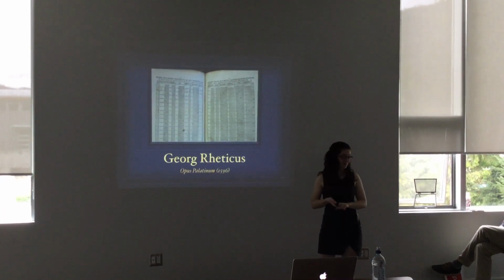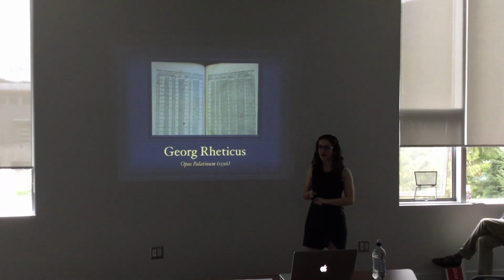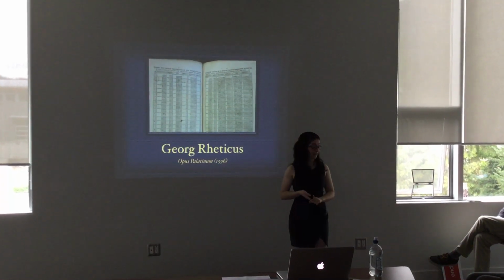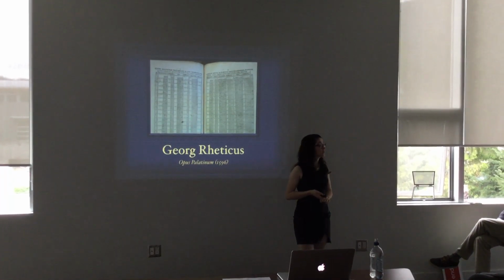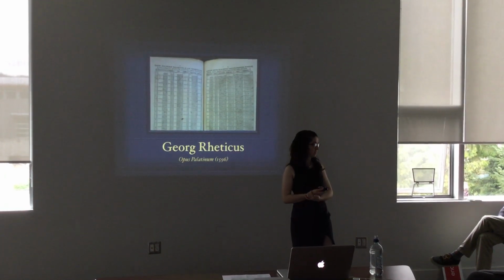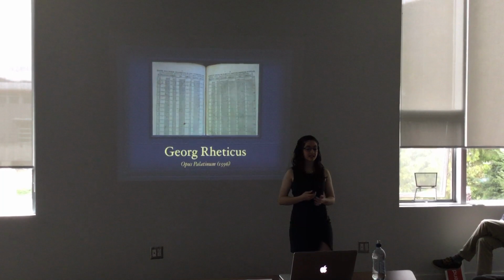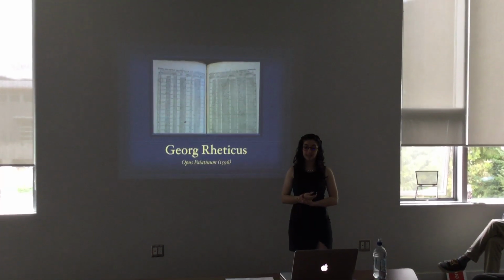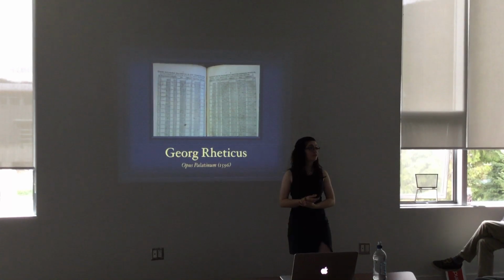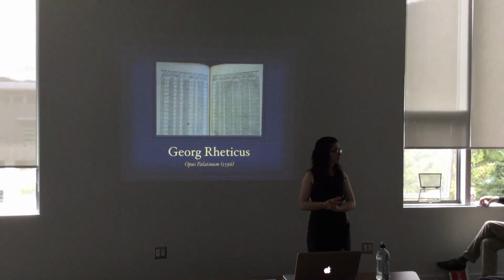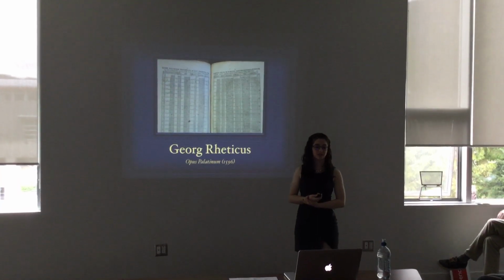Once upon a time, not quite so long ago, in a land not quite so far away, there lived a man named Georg Rheticus. Georg Rheticus was a brilliant mathematician whose conception of trigonometry was far before his time. The greatest of his achievements is undoubtedly the creation of the Opus Palatinum, his masterwork. This was a 1,400-page book on trigonometry, including the largest and most precise trigonometric tables the world had ever seen at the time.